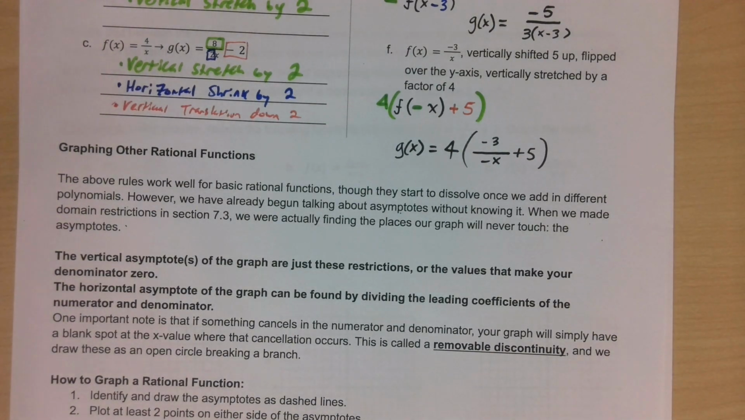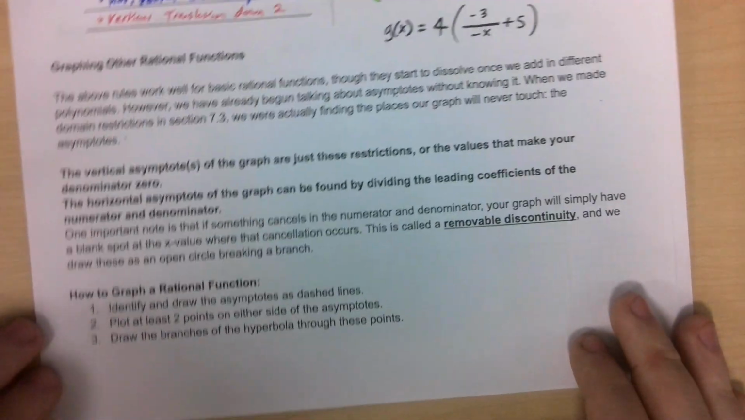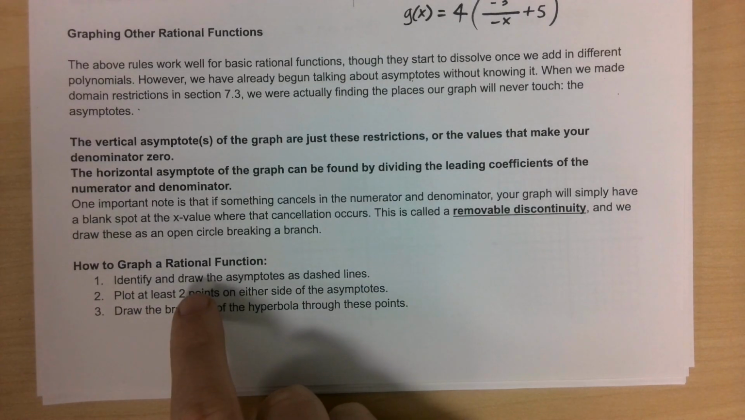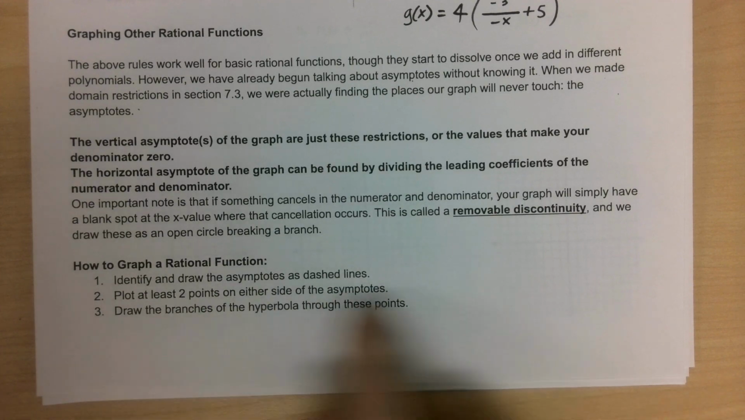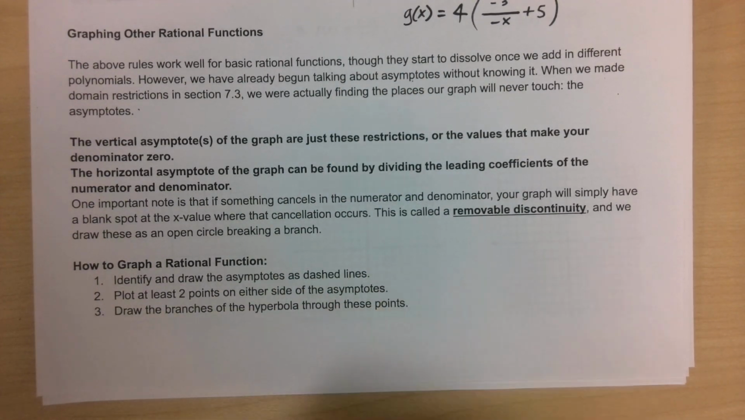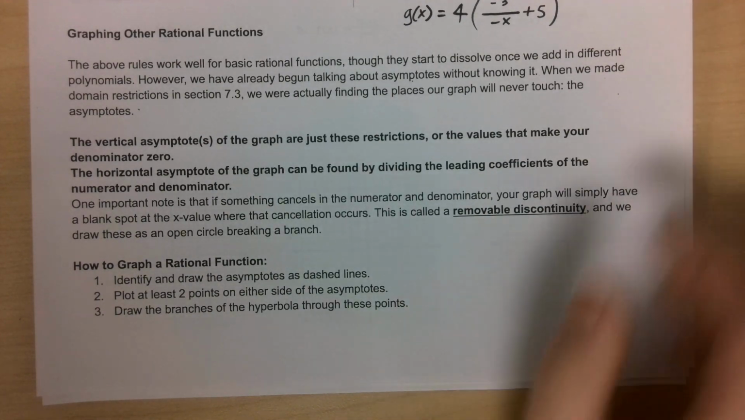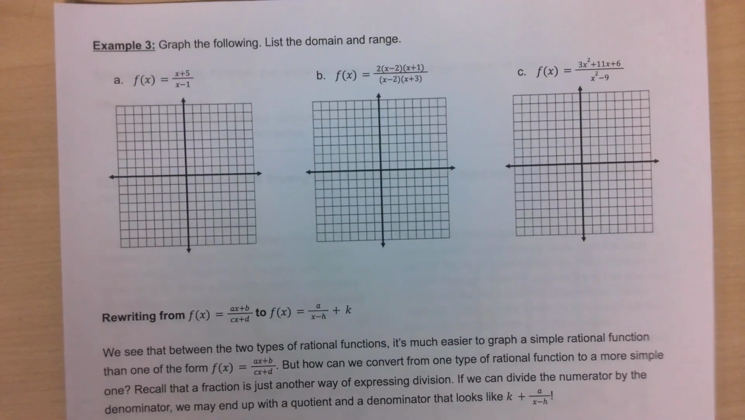So here's how to graph a rational function. Figure out your asymptotes and draw them. Then plot at least 2 other points. I usually go for 3, but plot a couple of points on either side of your asymptotes. Then draw the branches of the hyperbola through those points. Let's do a couple examples together so we can see this in practice. So, example 3 is asking us to graph the following, then list the domain and the range.